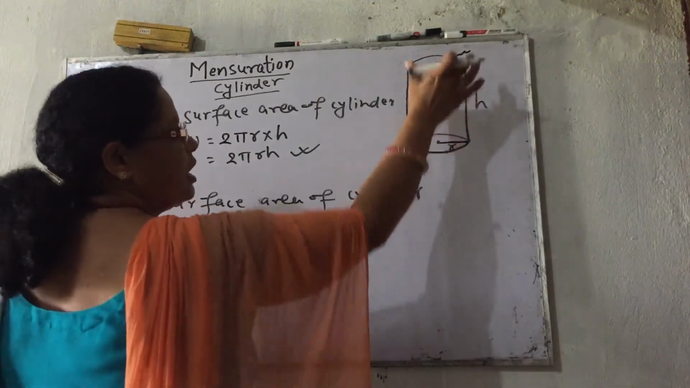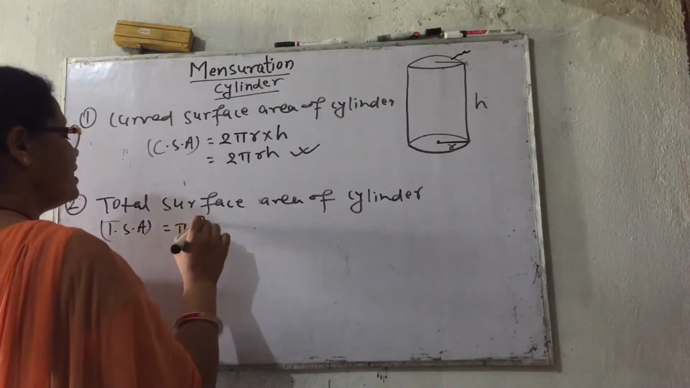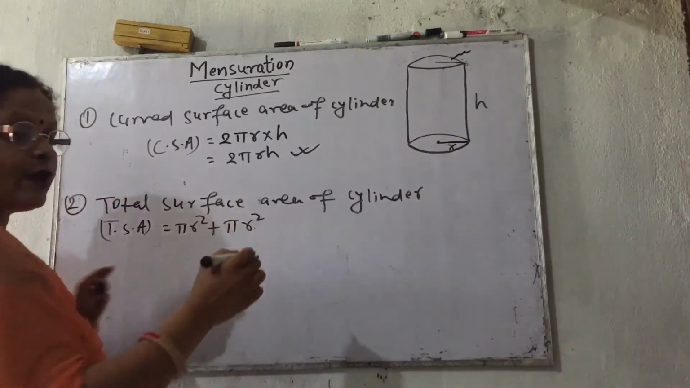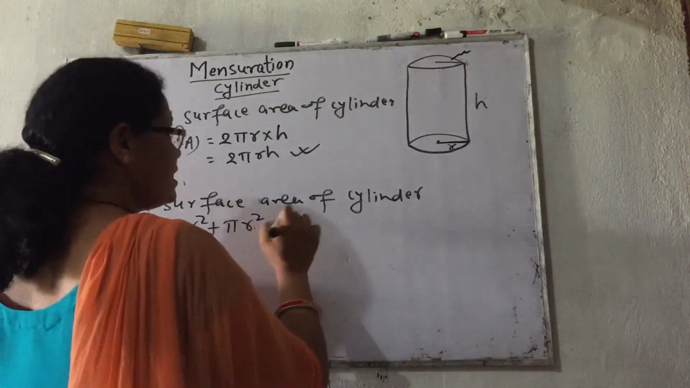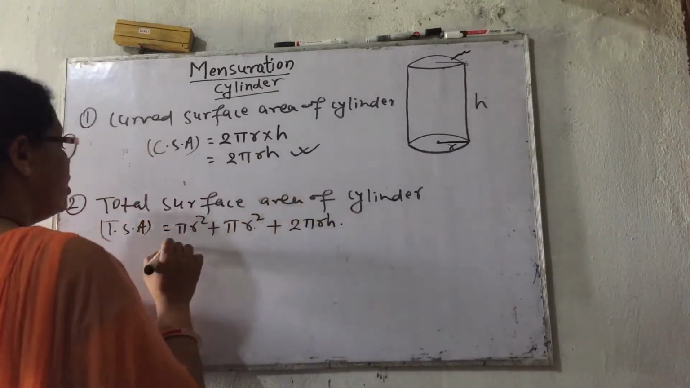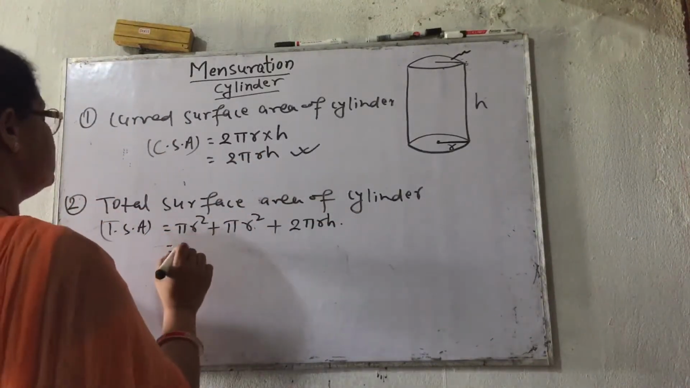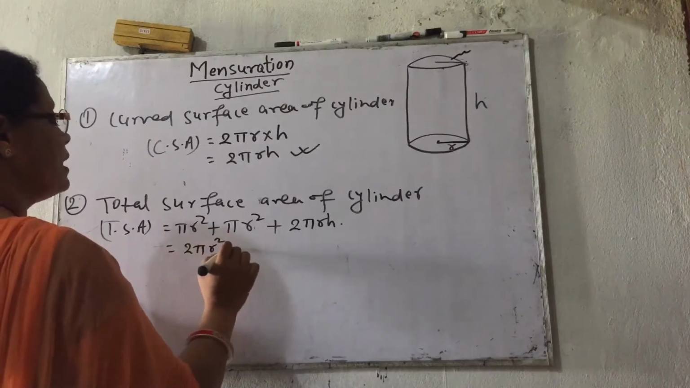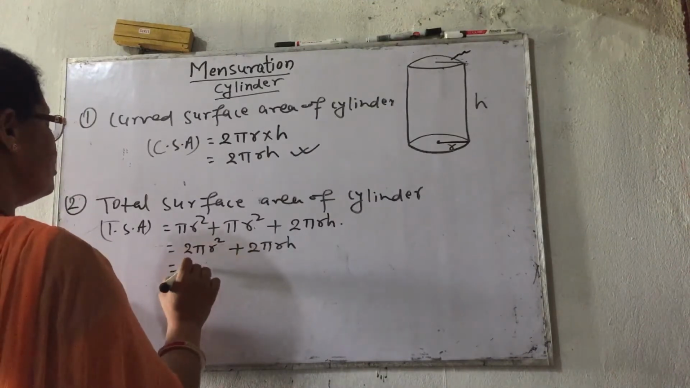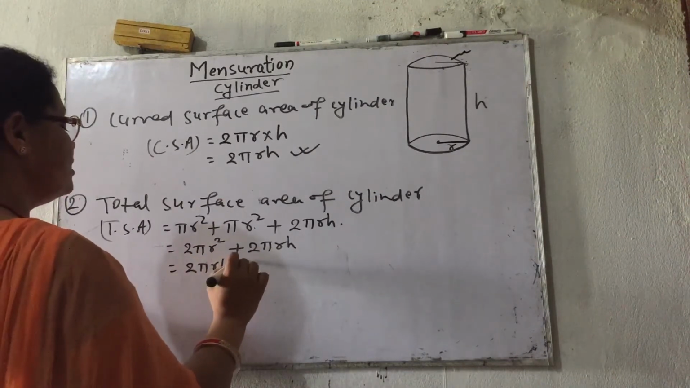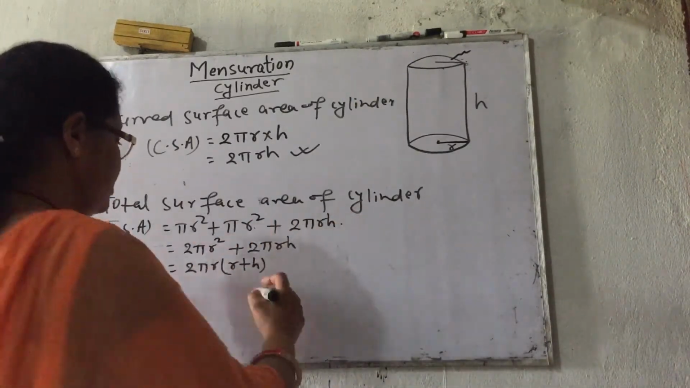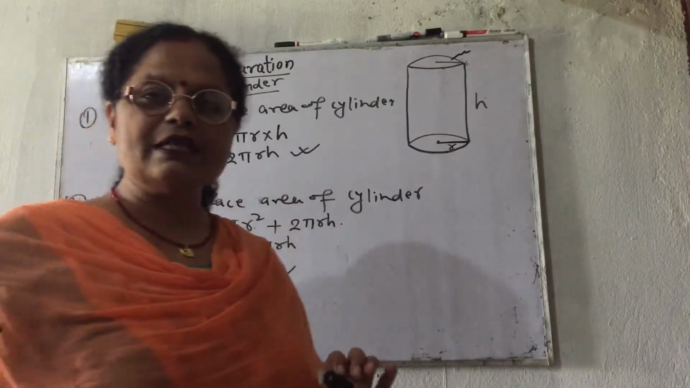Area of this upper part will be pi r square. Area of this lower part will be how much? Again pi r square. Both will be the same, plus curved surface area of the cylinder, that means 2 pi r h. Altogether, after adding these, it will be 2 pi r square plus 2 pi r into h. Can we take 2 pi r common? Then here it will be r plus h. So our total surface area of cylinder will be 2 pi r into r plus h.